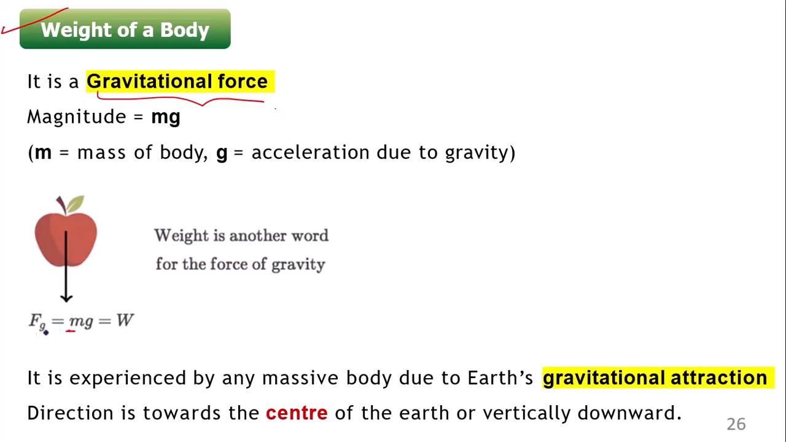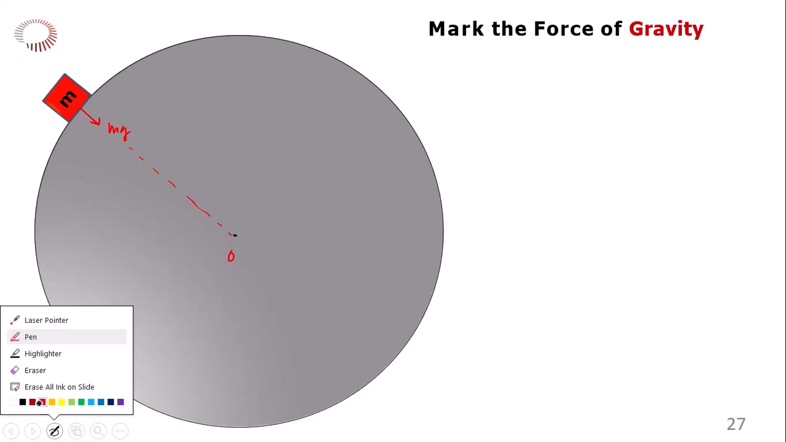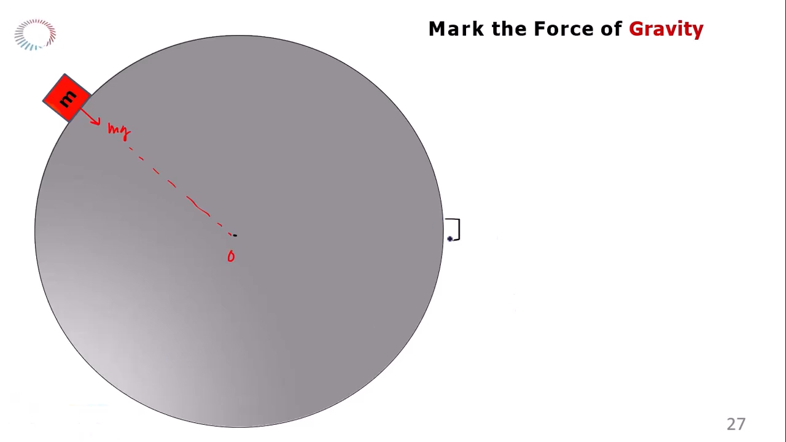If m is the mass of the particle, multiplied by g, that gives the amount of force which is acting as a gravitational force. It is experienced by any massive body due to Earth's gravitational attraction, directed towards the center of the Earth, in the vertically downward direction. So this force is always acting vertically downward. Vertically downward means what? It is directed towards the center of the Earth. If I say this is the mass m, and the center of the Earth is O, then the mg force is acting toward the center. Okay. If the object is being placed over here, let us say the object is being placed over here.